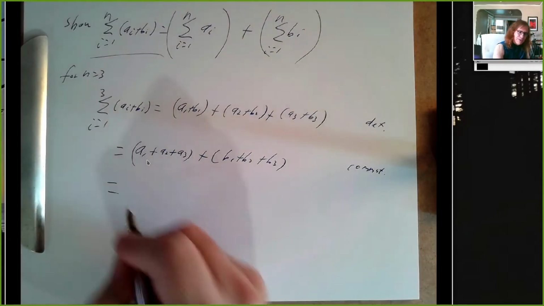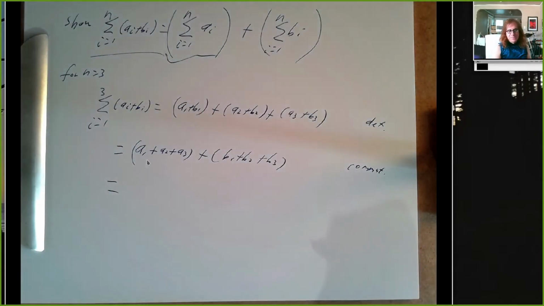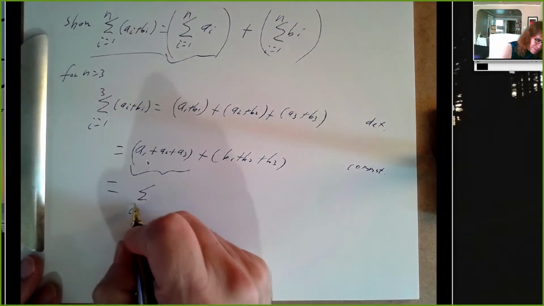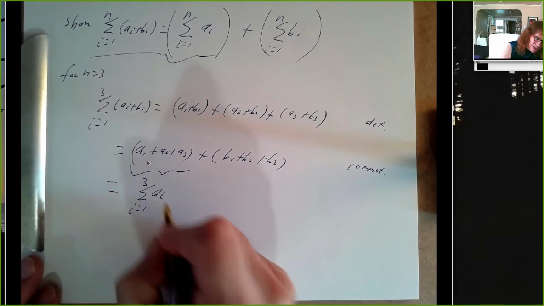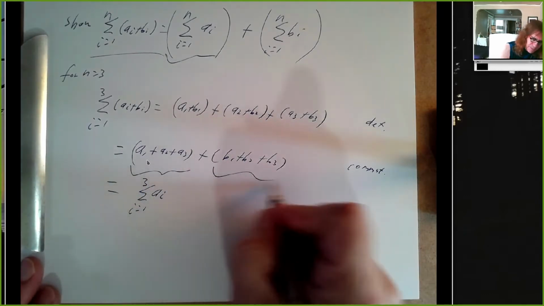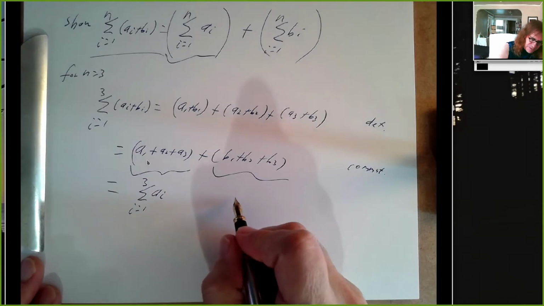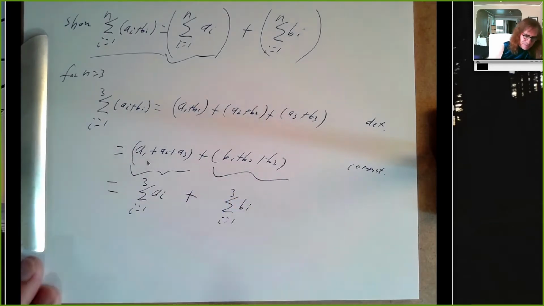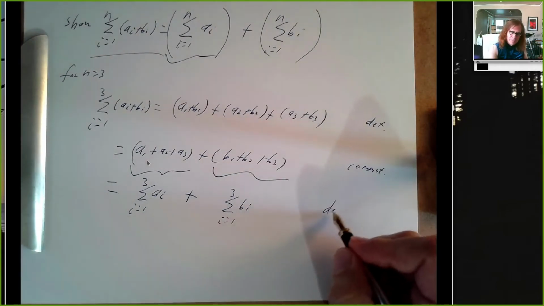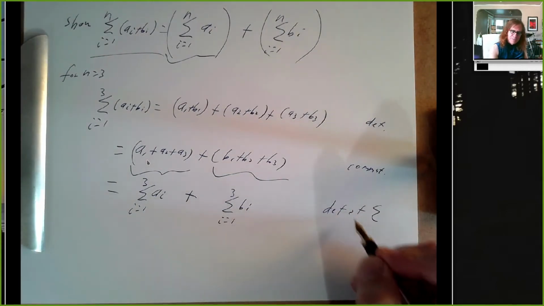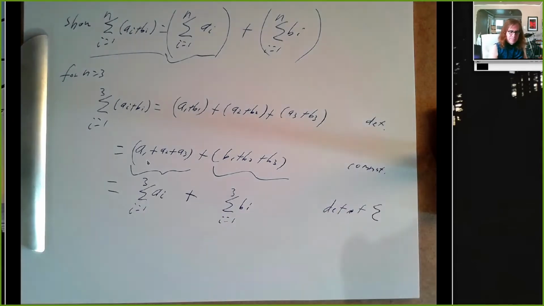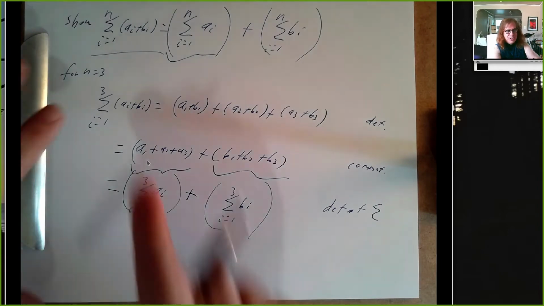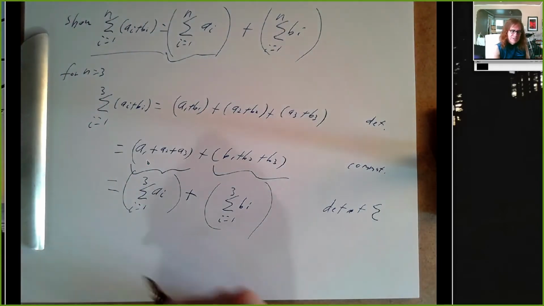And now I'm going to use the definition of this and say, well, this expression here is just the sum from i equals 1 to 3 of ai. And this is just the definition of the sum from i equals 1 to 3 of bi, and I'm adding those together. And so that's the definition of summation. And I can throw in parentheses without harm. And so I have shown that this sum is equal to that sum plus that sum, right?